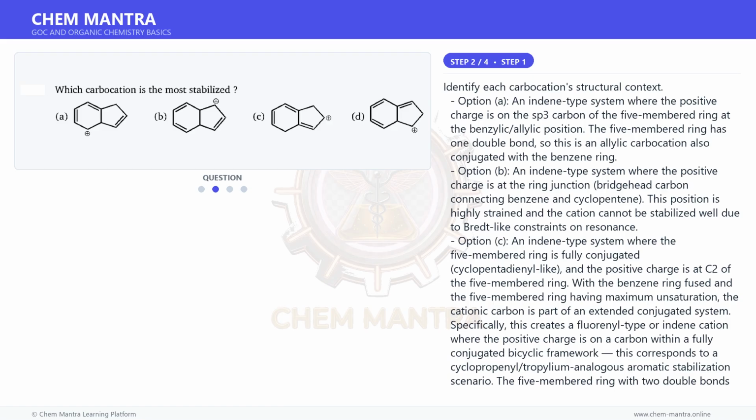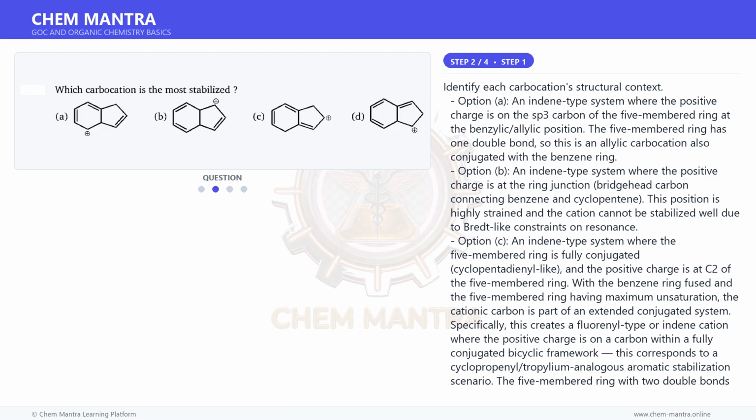part of an extended conjugated system. Specifically, this creates a fluorenyl-type or indene cation where the positive charge is on a carbon within a fully conjugated bicyclic framework. This corresponds to a cyclopropenyl or tropylium analogous aromatic stabilization scenario. The 5-membered ring with two double bonds and a carbocation gives a cyclopentadienyl cation fused to benzene.